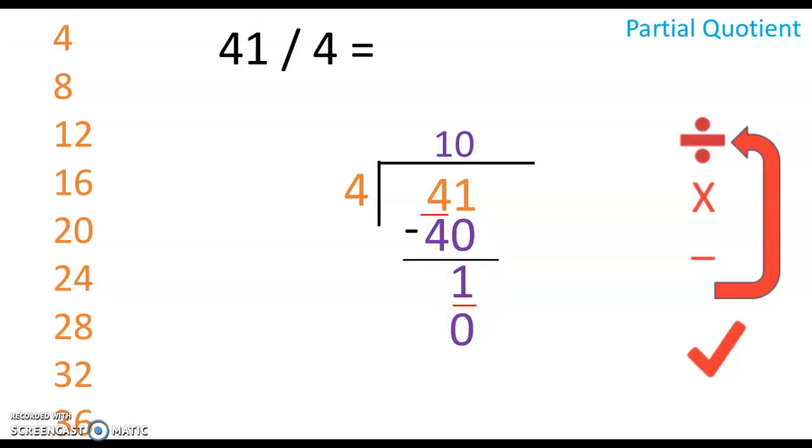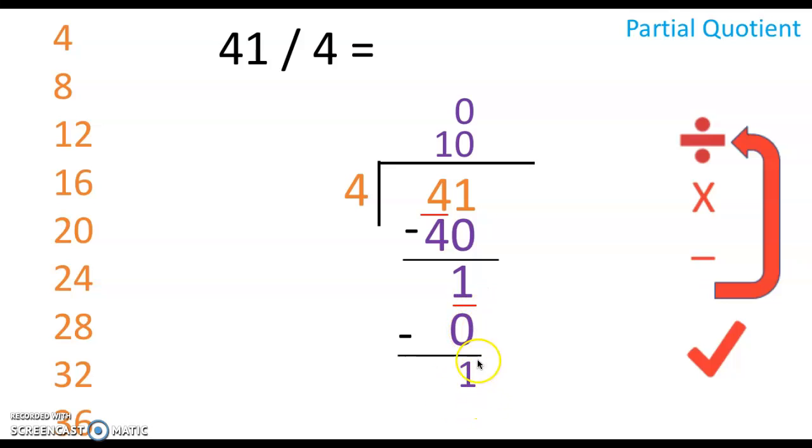I know the closest I can get to 1 would be 0, because 4 is too many. 0 times 4 is 0. Then we're going to subtract. 1 minus 0 is 1.